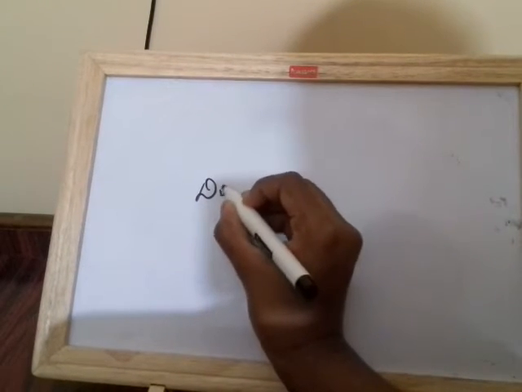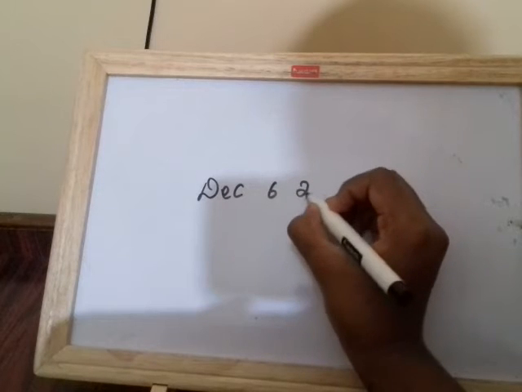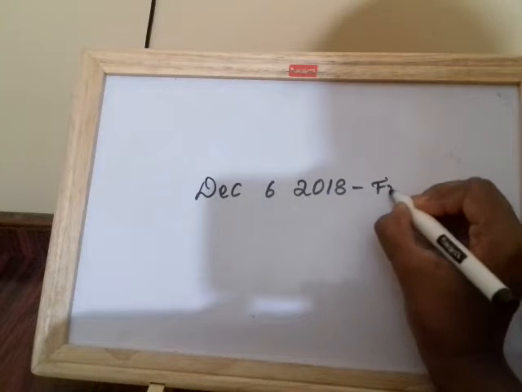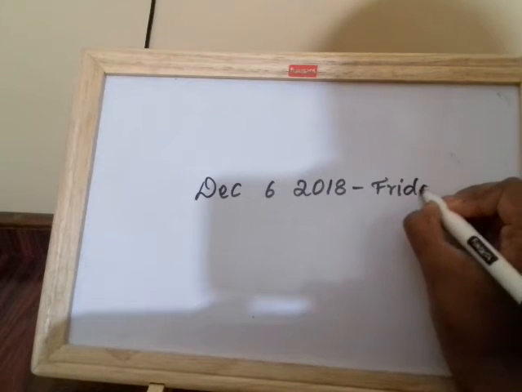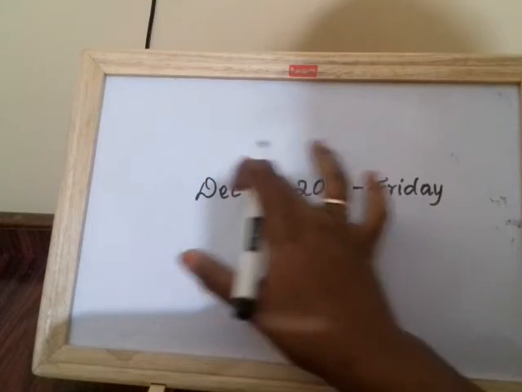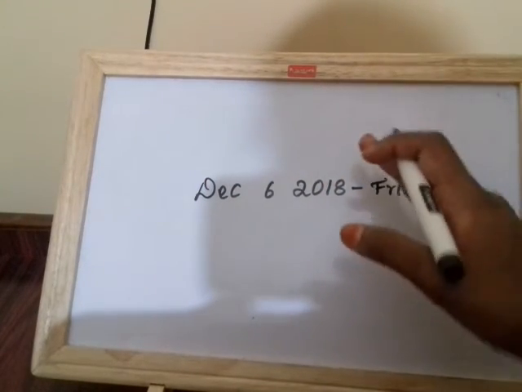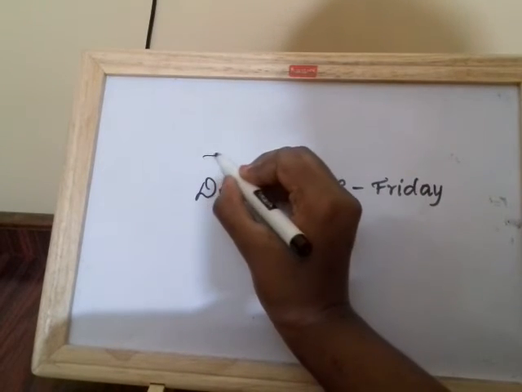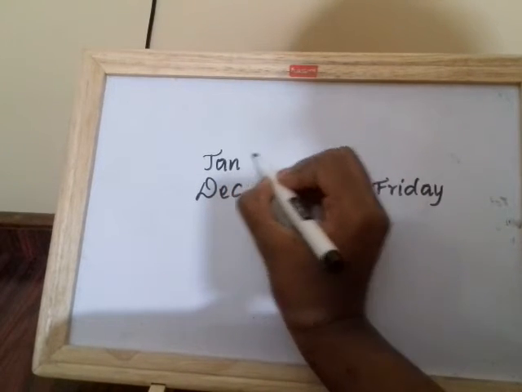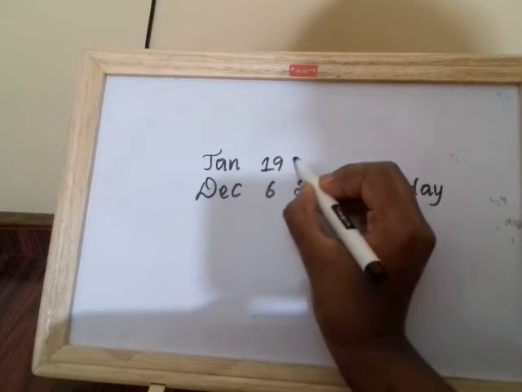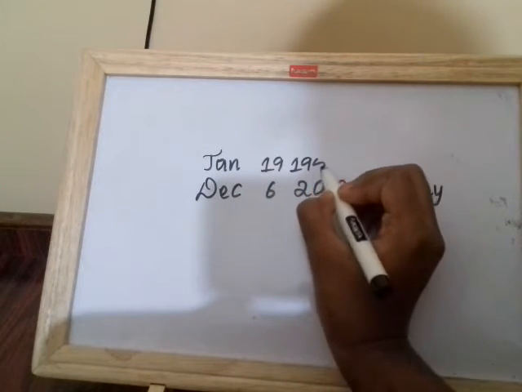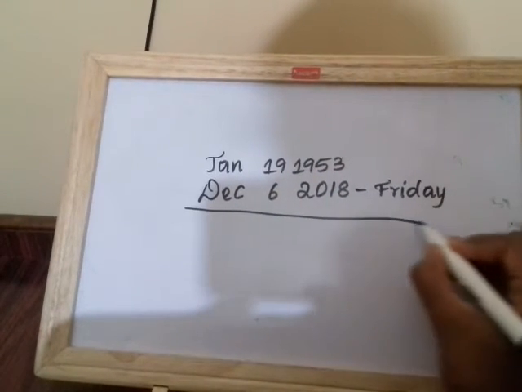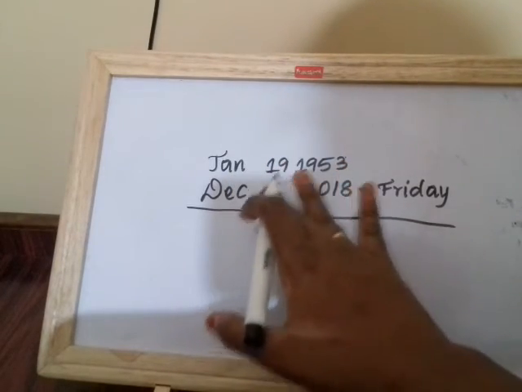It is December 6th, 2018, which is Friday. Now mention the date which needs to find its day. So it is Jan 19, 1953. Yes. Now we are going to subtract this from this.